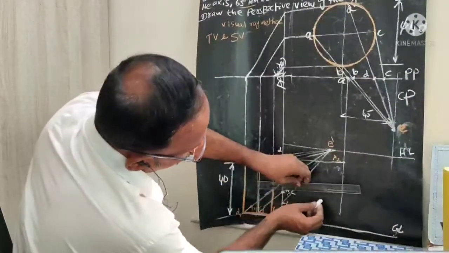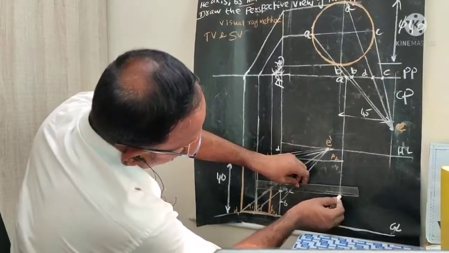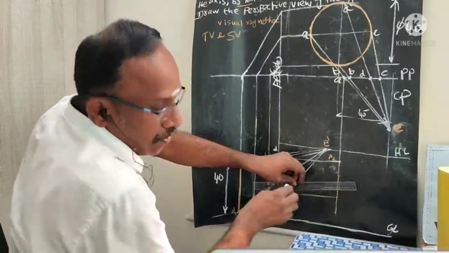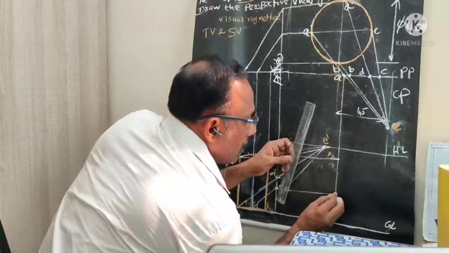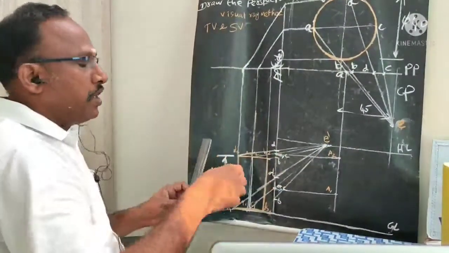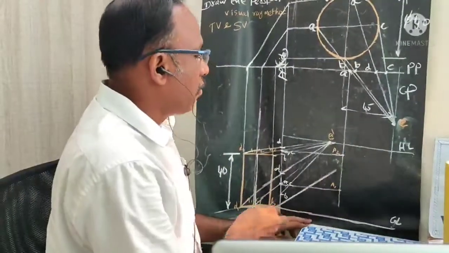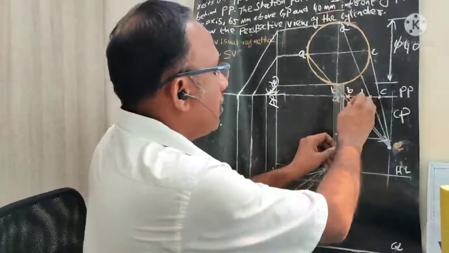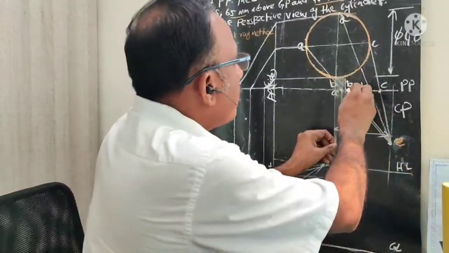Similarly, from A1 I need to draw one horizontal line. This is going to be my A1 point. So the vertical edge of the A point, A1, A2, I mark. Then from B, I want to draw a vertical line from B.